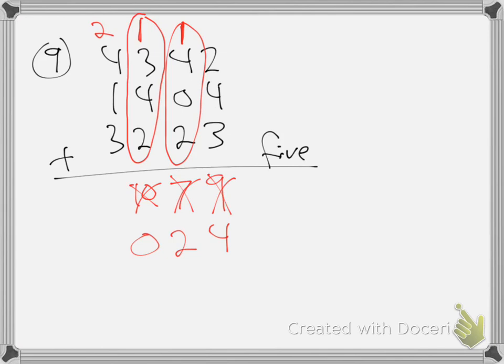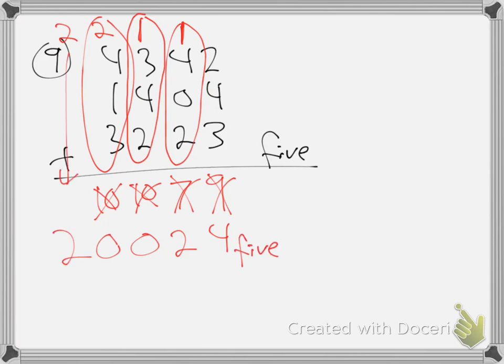Easy enough. And then here is 6, 7, 10 again. 10, so same deal. Carry away 2 to the next column, leave none. Bring down the 2. 20024, base 5.